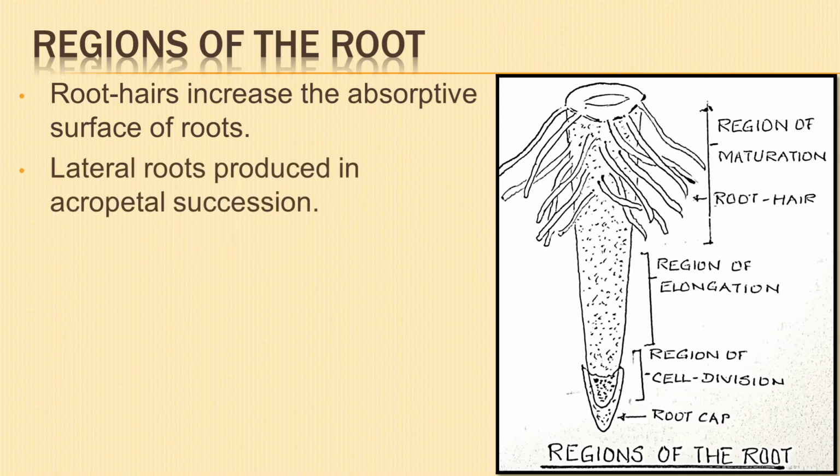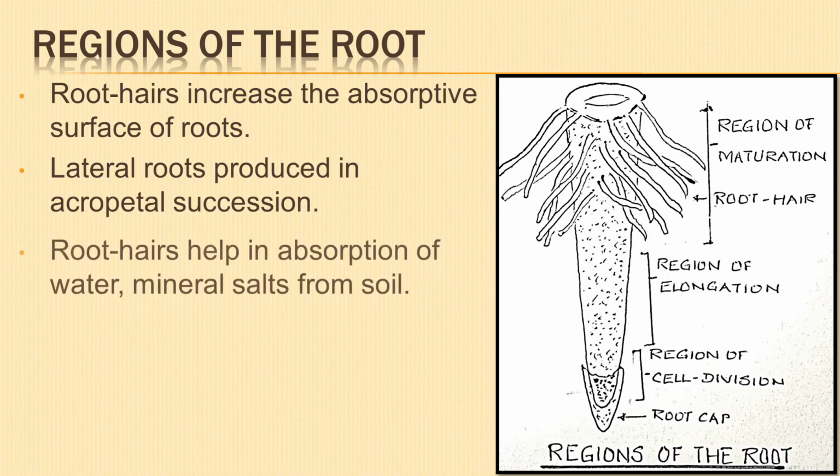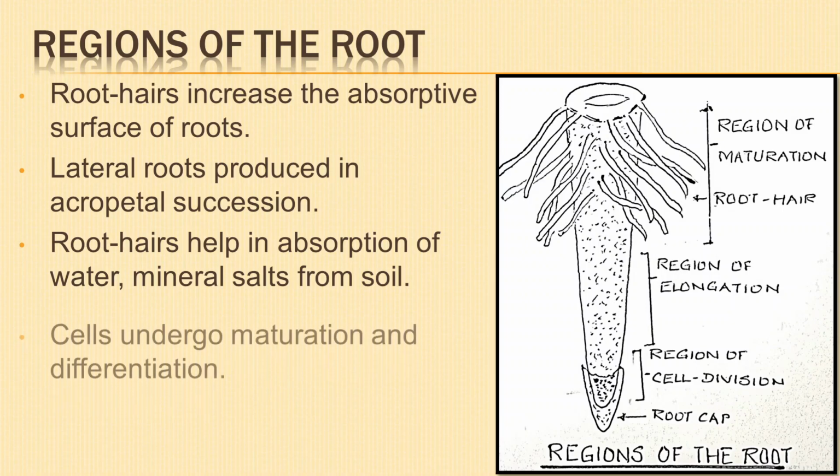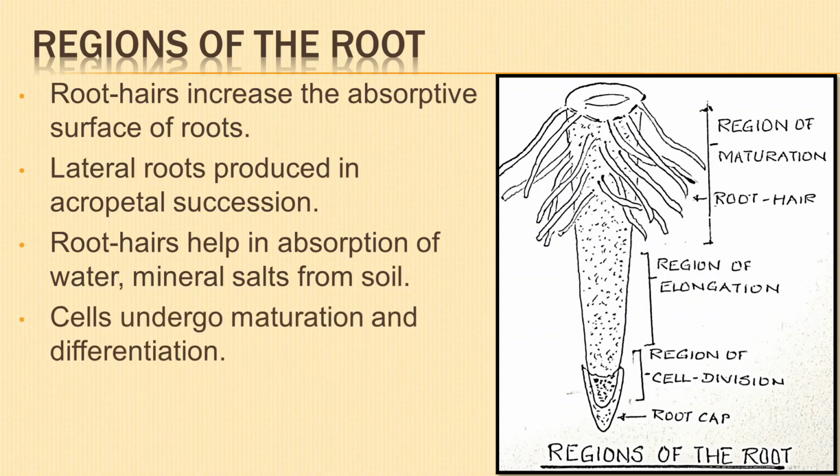Lateral roots are produced in acropetal succession. The root hairs help in absorption of water and mineral salts from the soil. The cells of this region undergo maturation and differentiation into various tissues.